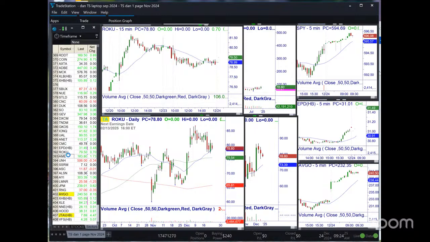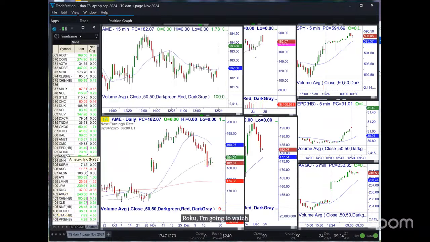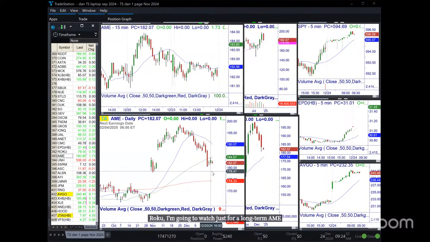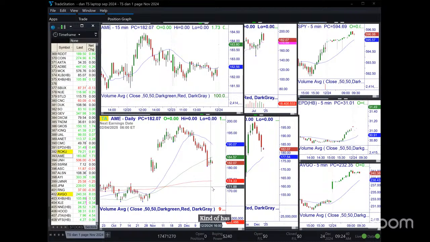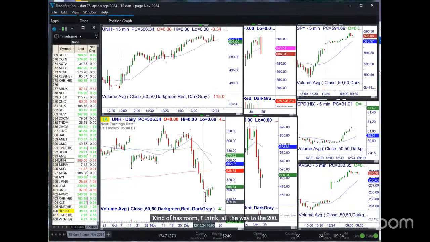Roku, I'm going to watch just for a long-term trade. AME, if it shows relative weakness and cannot bounce, this looks like you could start with a day trade. It kind of has room, I think, all the way to the 200. UNH was a Climo. That would have been a great put spread, but the spreads are ridiculous.